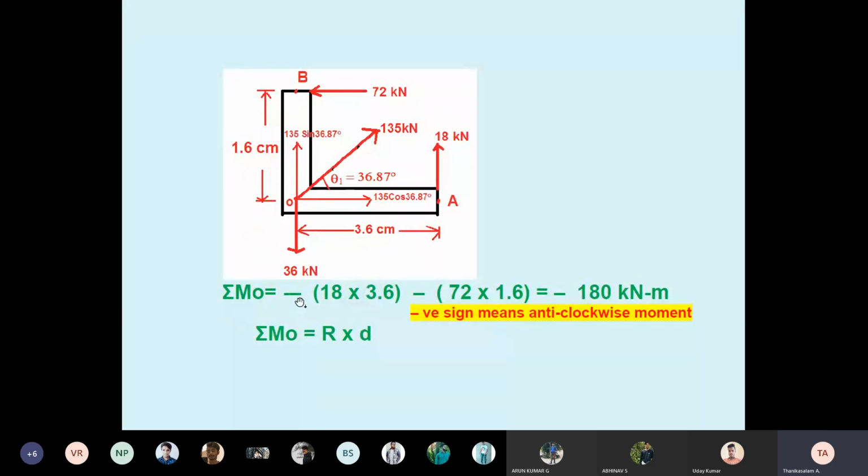How do you identify anti-clockwise? Like a clock, no? Put your thumb finger at O, index finger here. Just rotate it. So 18, 3.6. And 72. The 72 with respect to O is perpendicular. See here, O to B. The 72 is perpendicular, so 72 into 1.6. So I put minus. Minus means anti-clockwise. So M naught is calculated.